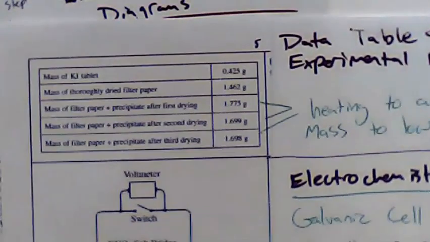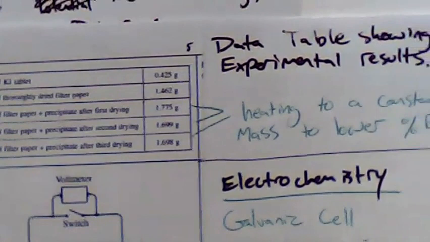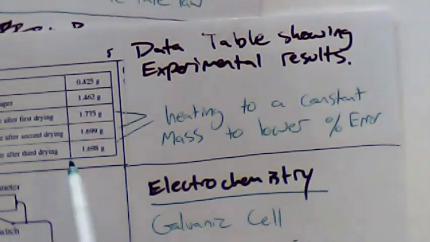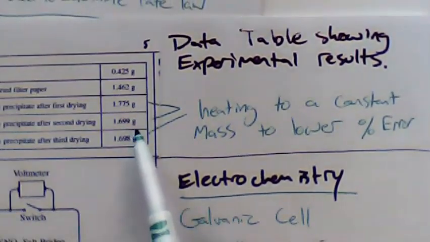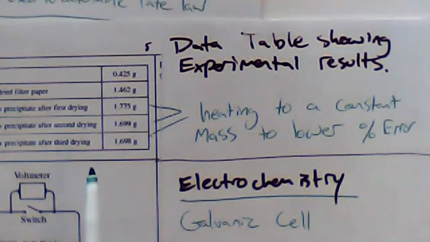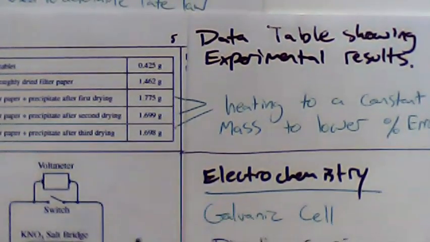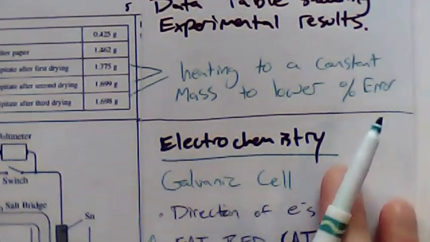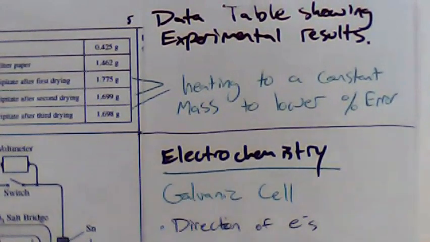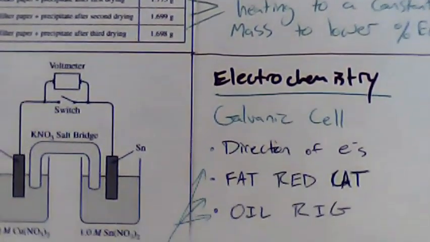Here we are looking at just a table. If you look at it, we heat it, and eventually the mass isn't really changing. So this came off of an old FRQ talking about why we have to heat it multiple times to get a lower percent error.